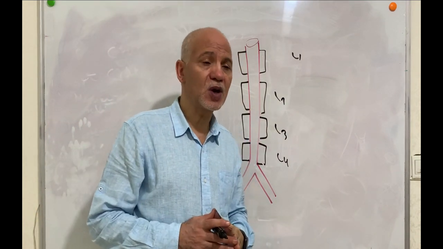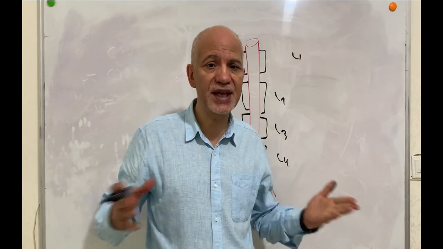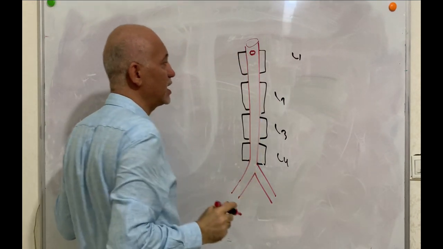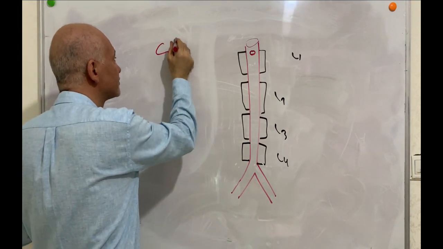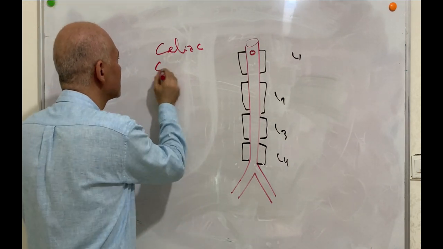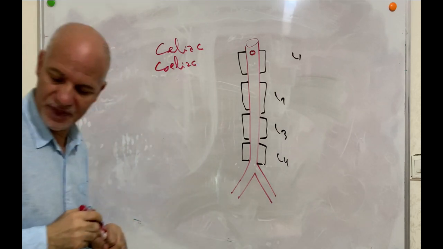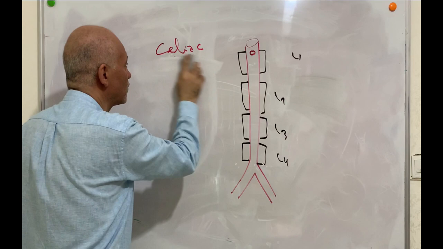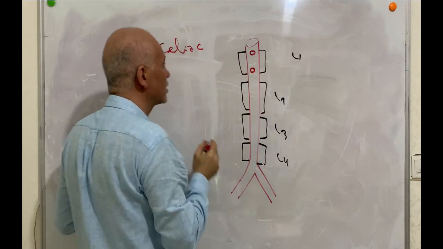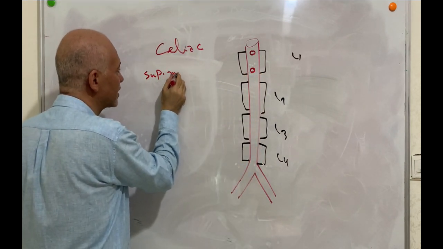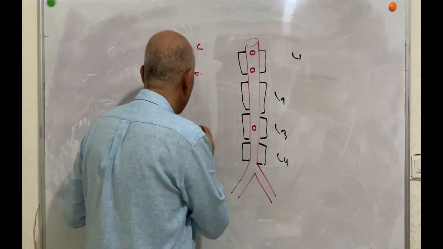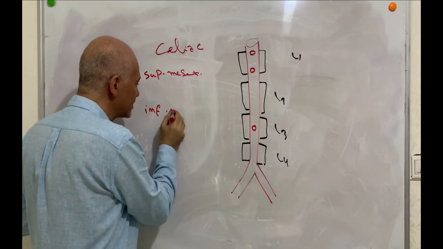Branches of the abdominal aorta. The abdominal aorta gives single branches and paired branches. What are the single branches? At the level of the upper border of L1, it gives the celiac trunk. At the lower border of the first lumbar vertebra, it gives the superior mesenteric artery. At the third lumbar vertebra, it gives the inferior mesenteric artery.